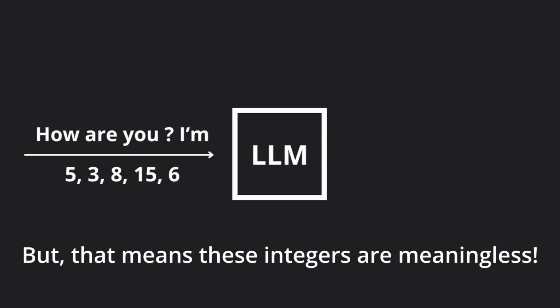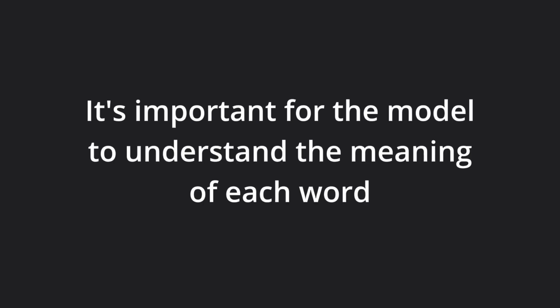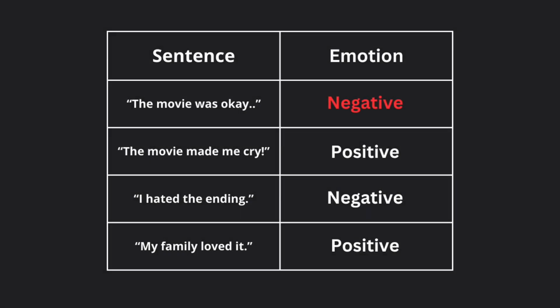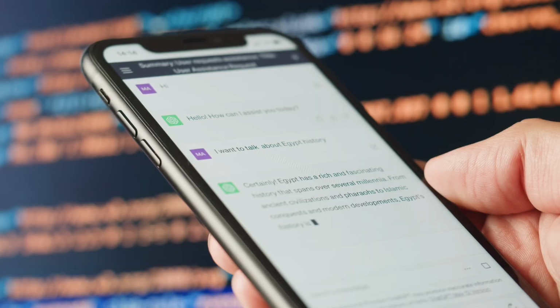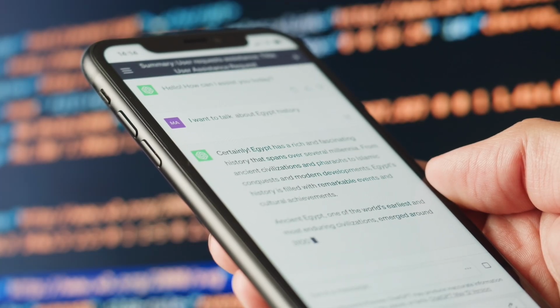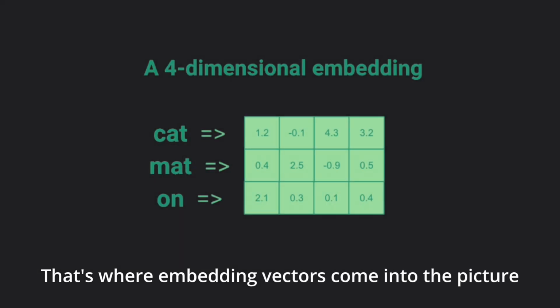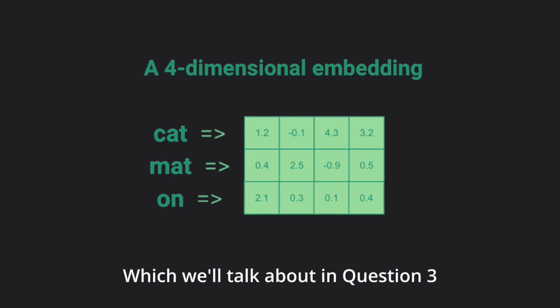But that means that the integer encodings carry no information about the actual meaning of each word, and it's important for the model to understand the meaning of each word when predicting the emotion in a sentence or generating a response to our prompt. That's where embedding vectors come into the picture, which we'll talk about in question 3.